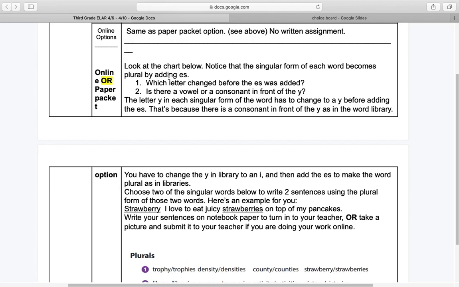All right. So I want you to tell me, in trophy, which letter changed before the ES was added? So what changed? That Y, right? Is there a vowel or a consonant in front of the Y? Okay, so what about before? That H, it is a consonant, right? Do y'all see that there's a consonant behind all of these Y's? Okay, so because there's a consonant, we're dropping the Y, adding an I, and then adding ES. Okay?